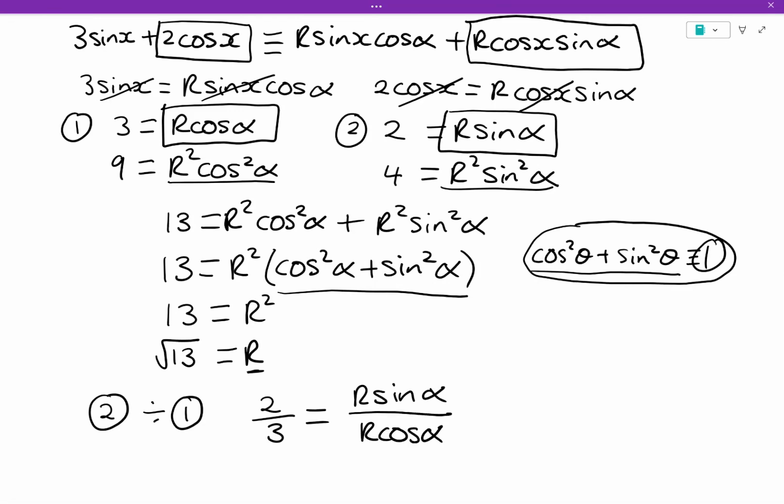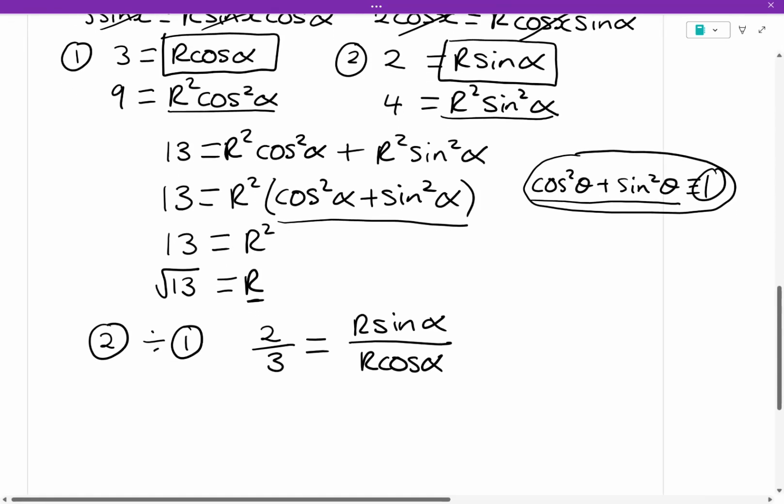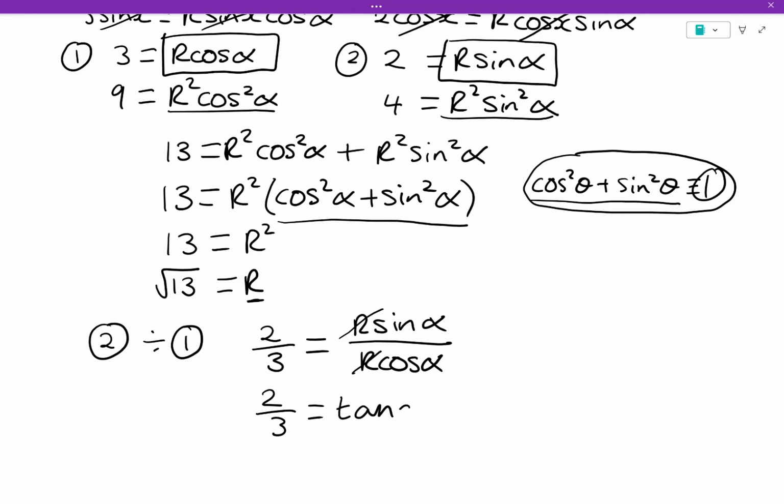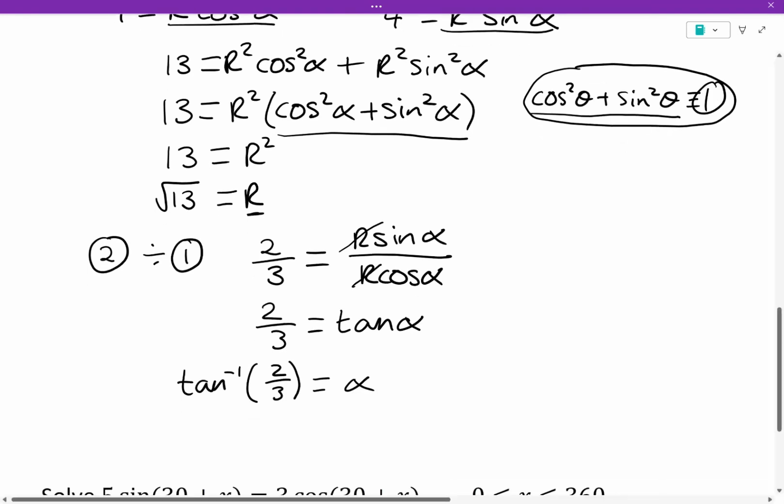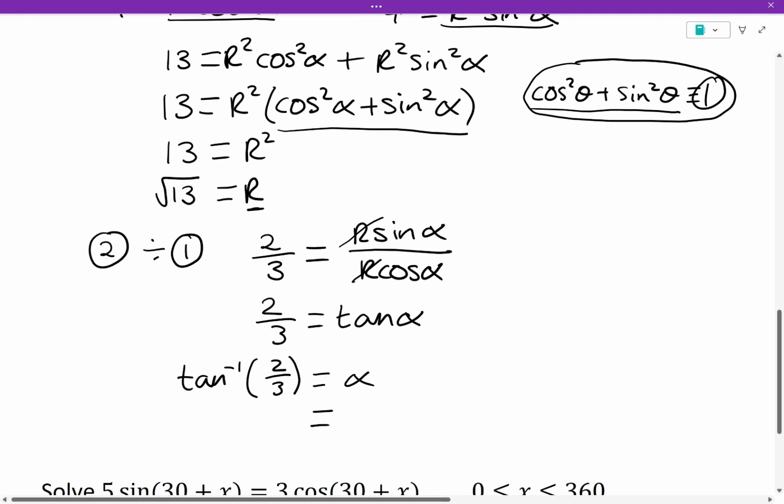Now the reason I've done this is so I've only got one trig function and I'm not going to have r anymore, because in that fraction on the right hand side, the r's are going to cancel. So we're just left with sine alpha over cos alpha, which is equal to tan alpha. So then we can figure out what alpha is by using our inverse function. So we're going to do the inverse tan of 2/3. Then my value for alpha would come out as 33.7 degrees to 3 significant figures.